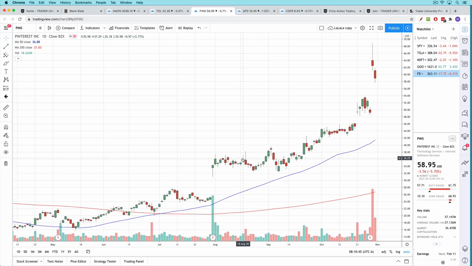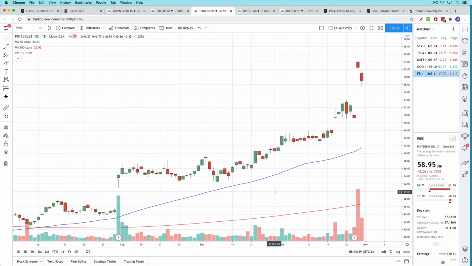When we were talking about Pinterest the other day, this is one we've been talking about for a while, and my subscribers have known about for a while. And I pointed out that it was probably a reversal day given the price action right after earnings. So we did get this amazing gap up where the stock gapped up 30 or 40%. And then it traded much higher after opening. We got this long wick, and then it closed near the bottom of the wick.